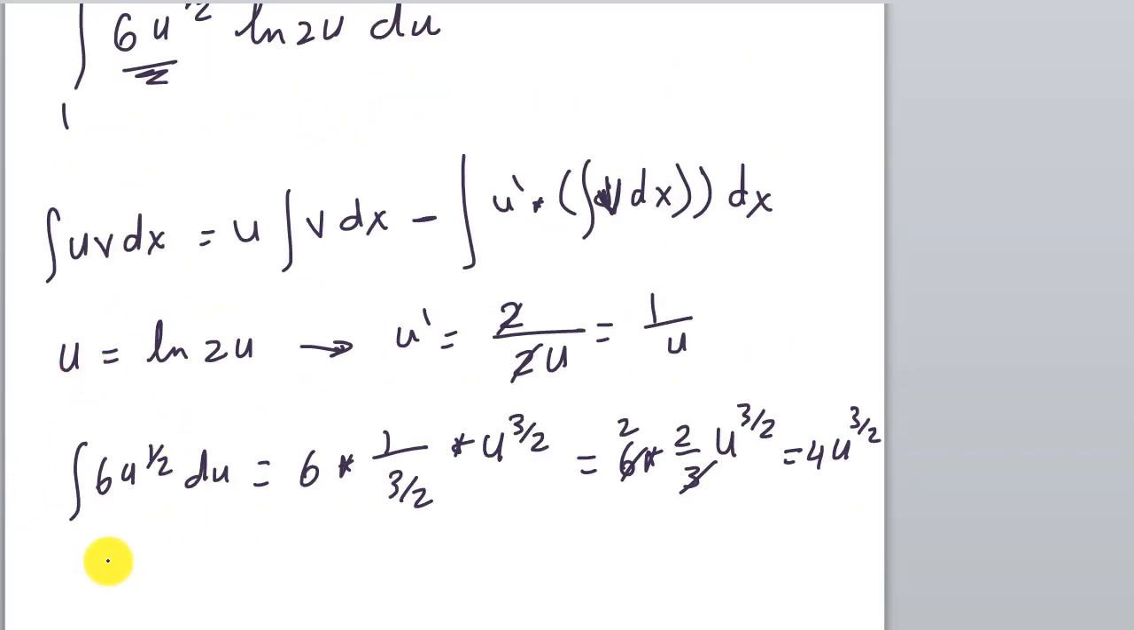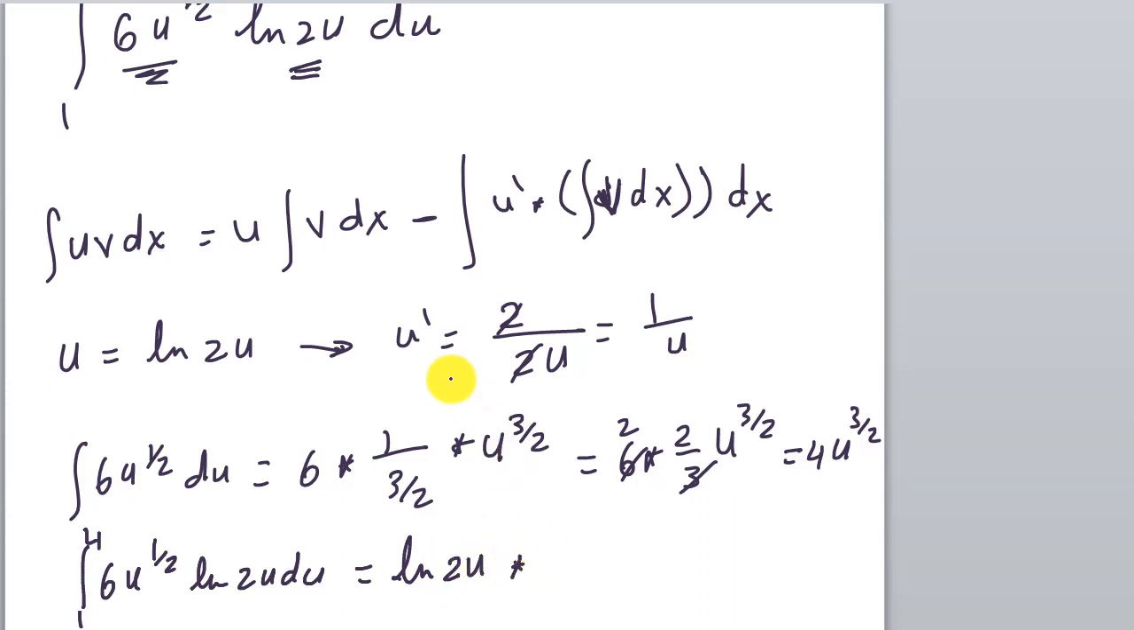So let us go ahead in the equation. The integration from 1 to 4 of 6u power half ln 2u du will equal to, now u, which is ln 2u, so ln 2u multiplied by the integration, which is 4u power 3 over 2, minus the integration of 4u power 3 over 2 multiplied by u dash, 1 over u, du.